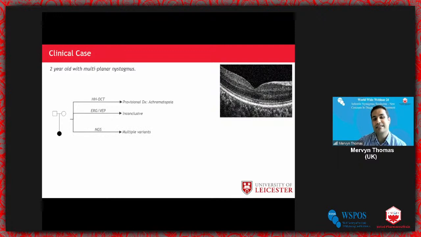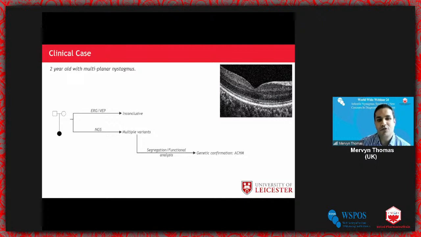The NGS panel, as Helen said earlier, can throw up multiple variants. And in fact, in this particular child, there were a few different candidate variants. Hence, we couldn't be definitively sure what the exact diagnosis was. Then the segregation and functional analysis finally gave genetic confirmation that this was indeed achromatopsia. If you didn't have handheld OCT, you may still struggle to reach a potential diagnosis. In light of the multiplanar nystagmus and so on, some may even consider doing an MRI, and at this age, it might need to be done under sedation and anesthesia.